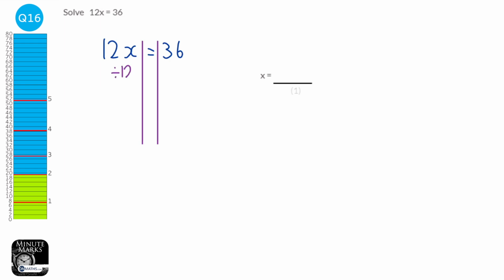Divided by 12. Now these lines show us we've got to do the same to the left and right. So if I divide the left hand side by 12, I have to divide the right hand side by 12. So on the left hand side we just have the x, which is what we want. On the right hand side we do 36 divided by 12. How many 12s in 36? That would be 3. So our solution is x equals 3.